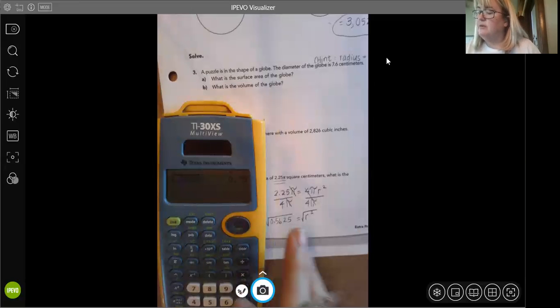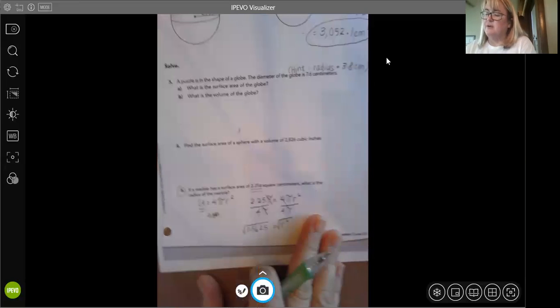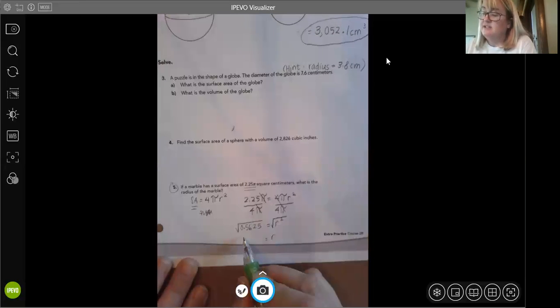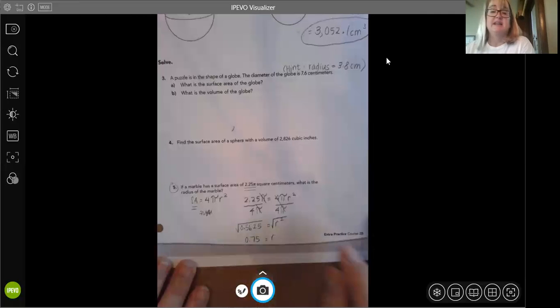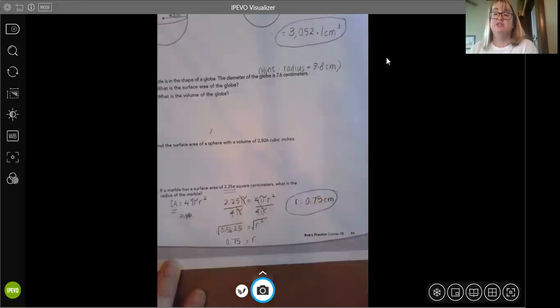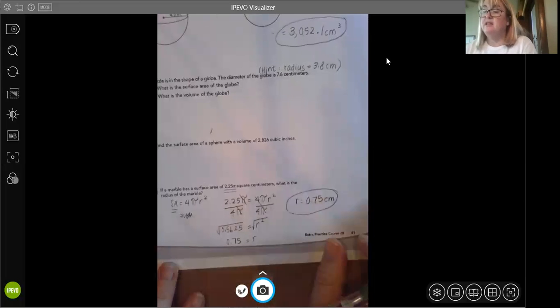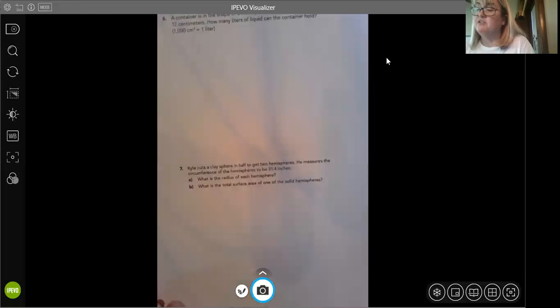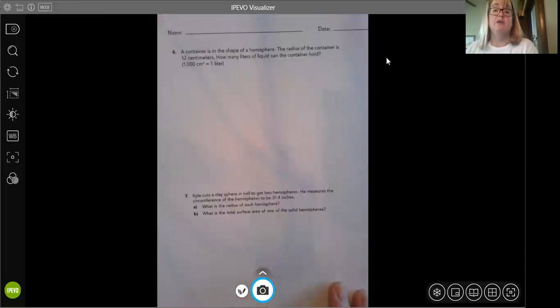So the square root of radius squared is radius. The square root of 0.5625 is 0.75. So that means the radius is 0.75. The unit is centimeters. And radius is a linear measure, so it's just centimeters. All right, that is number 5. Number 6, you're going to do on your own. Number 7, let's do together.